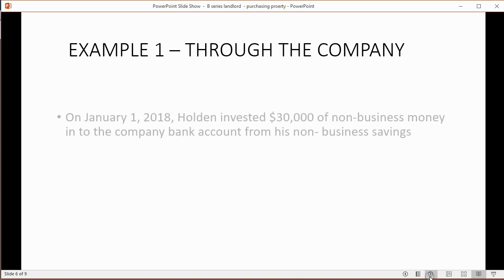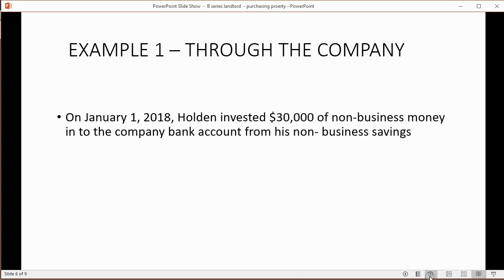In our first example, let's imagine on January 1 of 2018, Holden, the owner, invested $30,000 of his non-business money into the company bank account from his non-business savings. Probably he's doing this because this is going to go from the company to an old owner to buy a new house, and that'll be his down payment. But what he's doing in this example is putting the down payment in the company bank account first, which is very simple to do. And whenever you have a major purchase that's periodic, you should always make a journal entry.